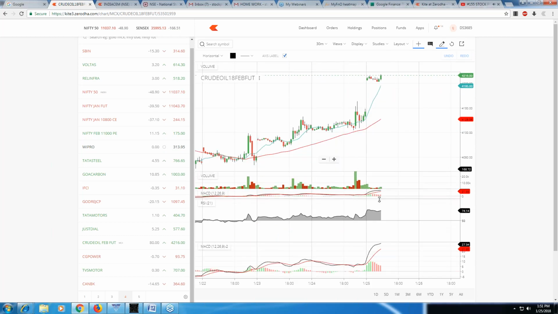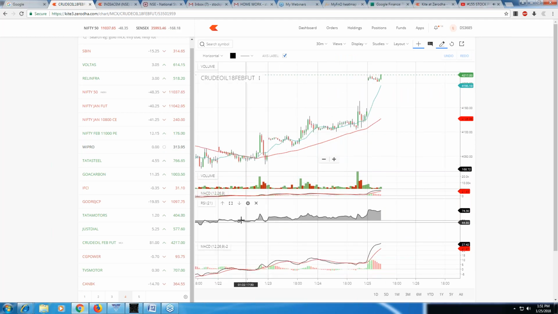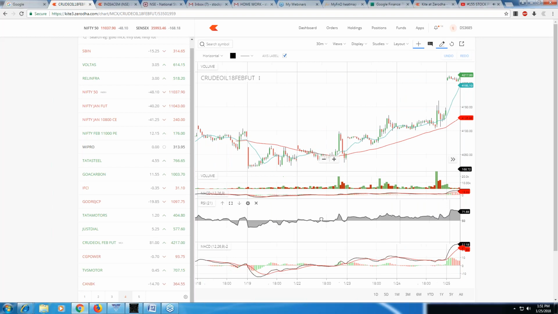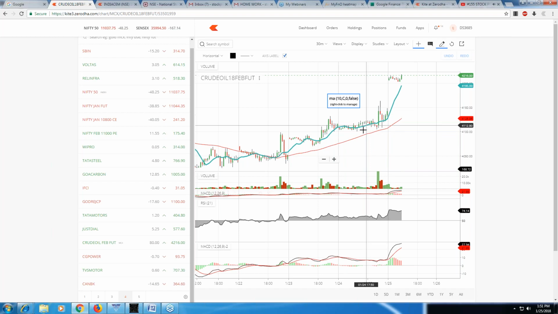Now see, as I told you yesterday when I was making my video, we were somewhere here. The 24th started here. I said that if RSI goes below, then only you need to short, and the candle has to go below the 10 moving average. None of that happened. Rather, it became a support.